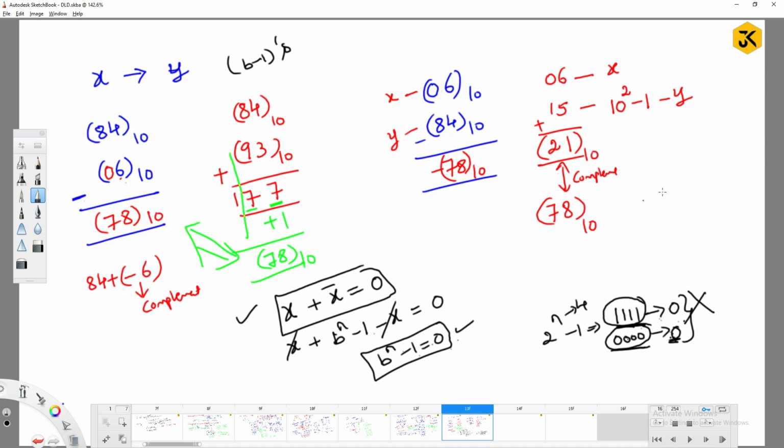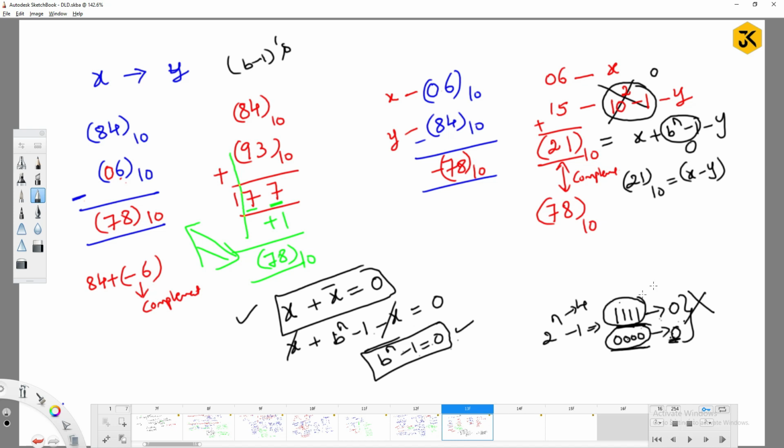Here try to observe, according to this logic, b power n minus 1 equal to 0. We simply make it as 0. Meaning that 6 plus 15 is 21, which I am trying to say that x plus b power n minus 1 minus y, I am going to make this as 0, which is 21 base 10, x minus y. Am I right?